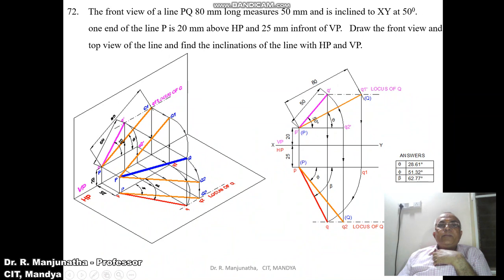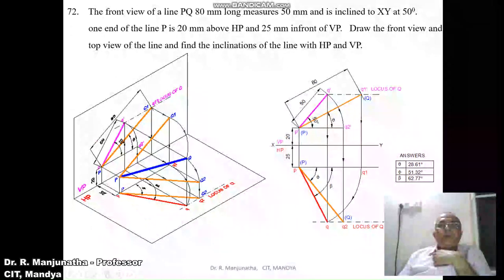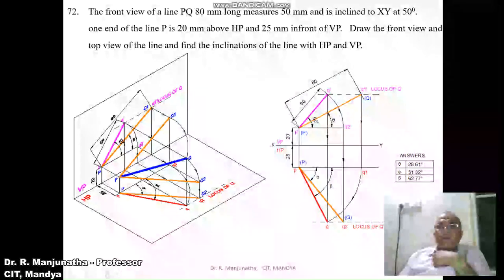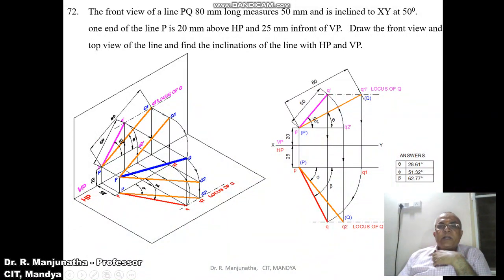So here the NP is 20 mm above HP and 25 mm in front of VP. From the XY line, you measure 20 mm above the XY line and draw a horizontal thin projector line. Similarly, for 25 mm in front of VP, from the XY line you measure 25 mm and draw a horizontal line. Consider any point and draw a vertical projector so that it cuts these two horizontal lines at P dash and P respectively.